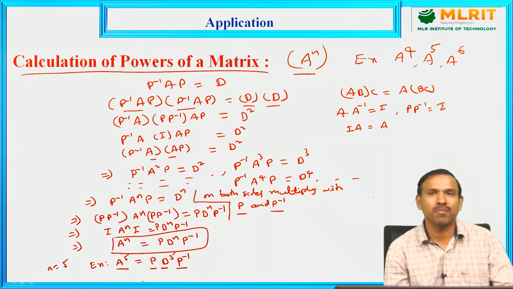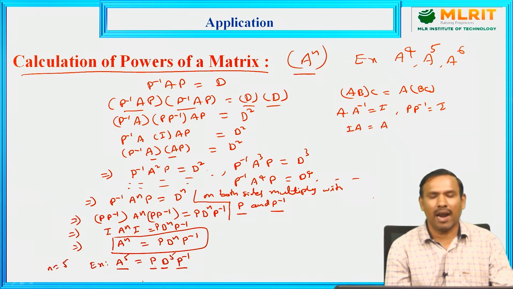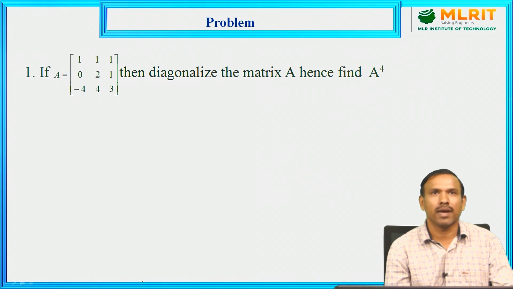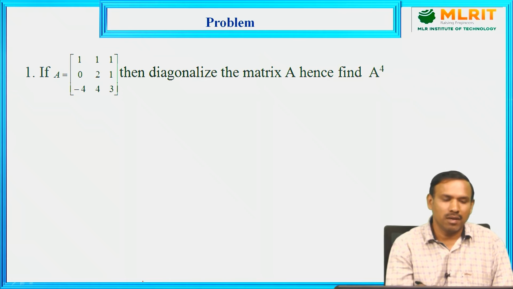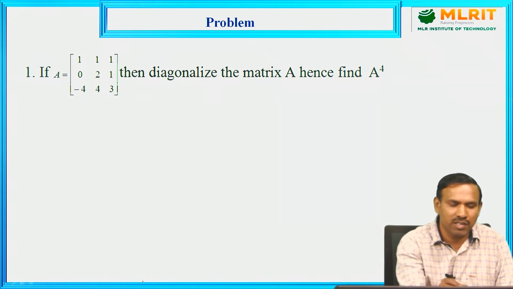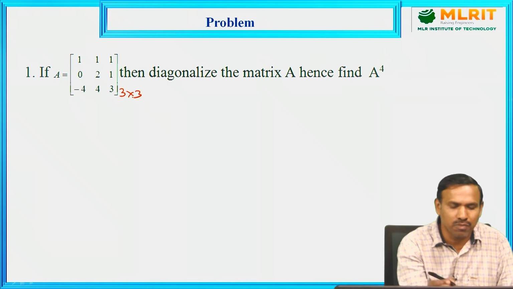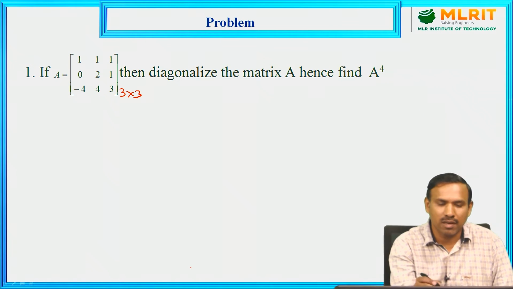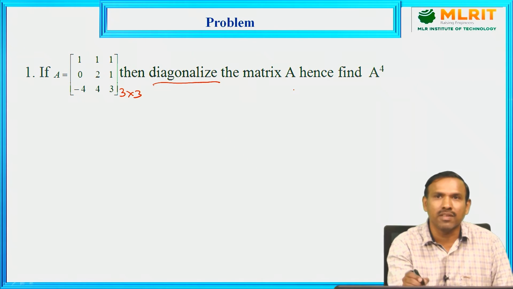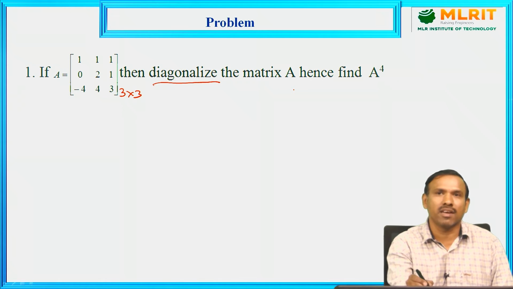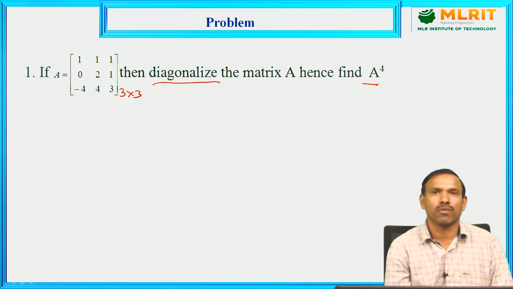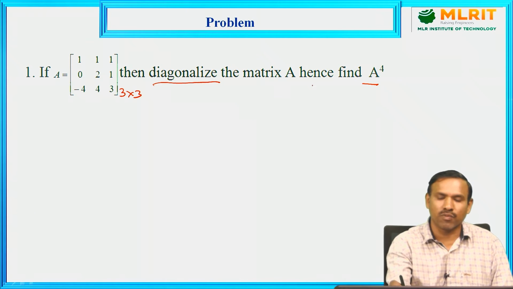So this application, let us discuss, diagonalization and how to find higher powers of a matrix using one example. Now let us go for one small problem here. Given matrix A, which order matrix? It is 3 rows, 3 columns. So what is the question asking here? Diagonalize the matrix, hence with the result of the diagonalization, you should find A power 4 directly, not multiplying A into A into A into A 4 times. So with the result of this one, he is asking, hence then you should find from the diagonalization A power 4. So what is the procedure?